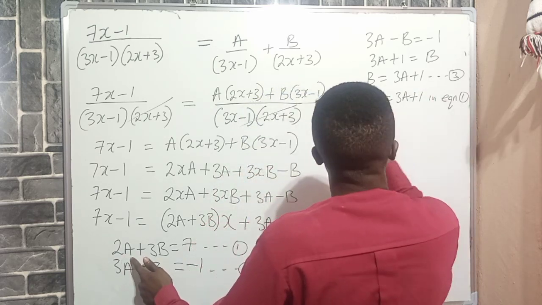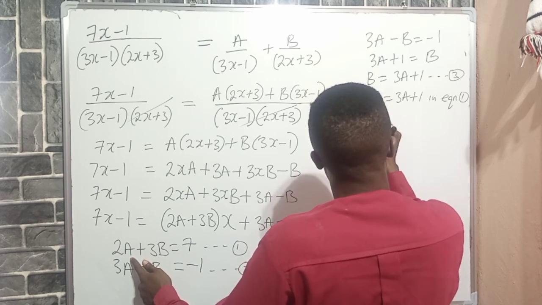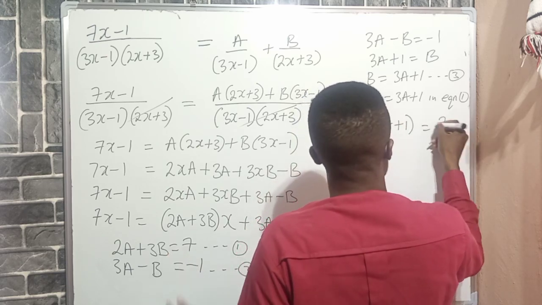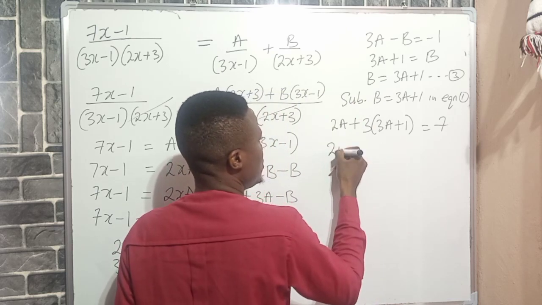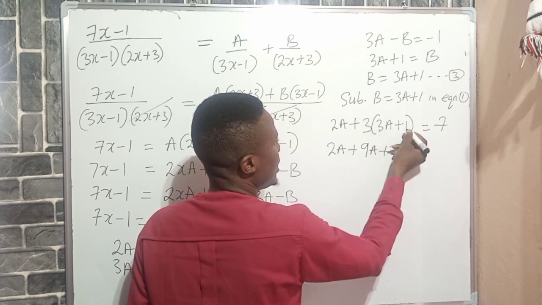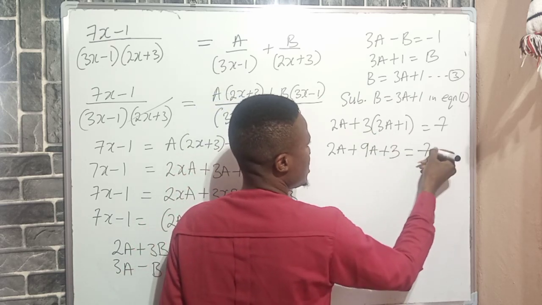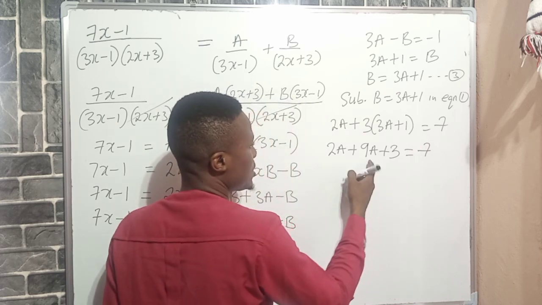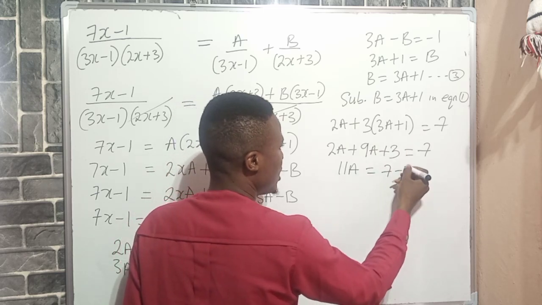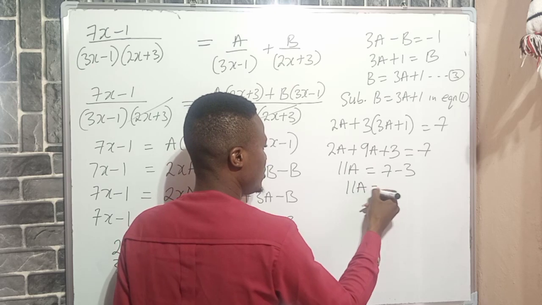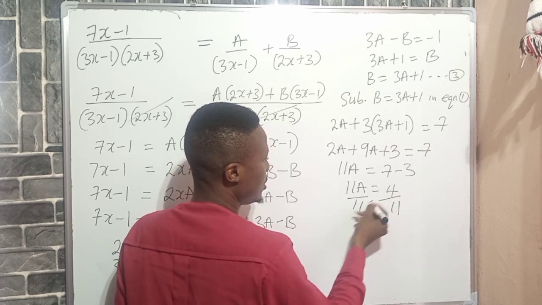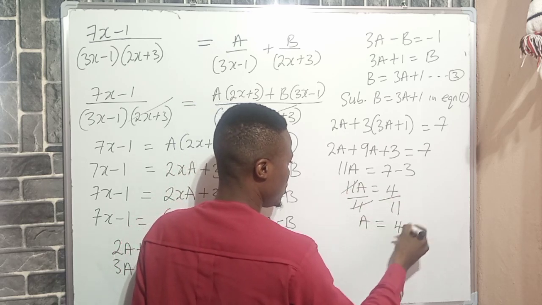Look at equation 1 here. I have 2A plus 3. Seeing B, I'll put 3A plus 1, equals 7. So I shall have 2A plus 3 times 3A is 9A, 3 times 1 is 3, equals 7. So 2A plus 9A is 11A. Plus 3 coming here becomes minus 3, equals 7 minus 3. So 11A gives us 4. To get the value of A, divide both sides by 11. When you do that, A is equal to 4 over 11.